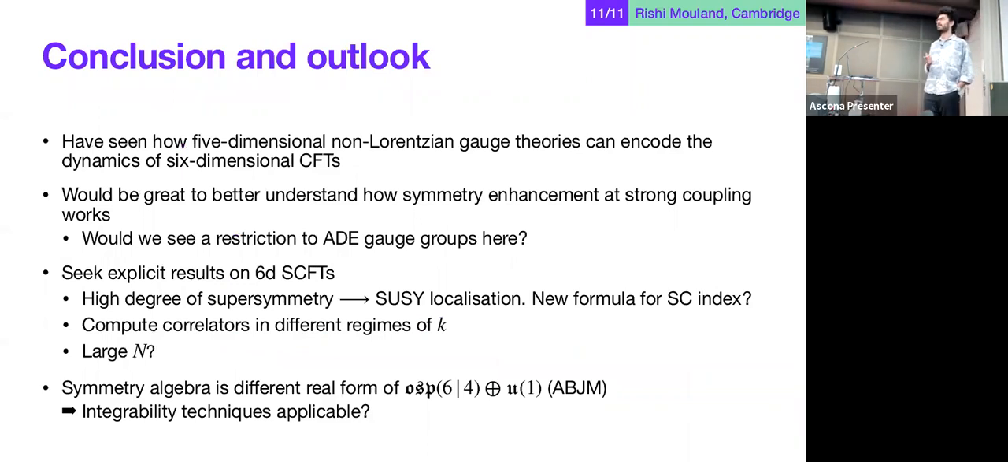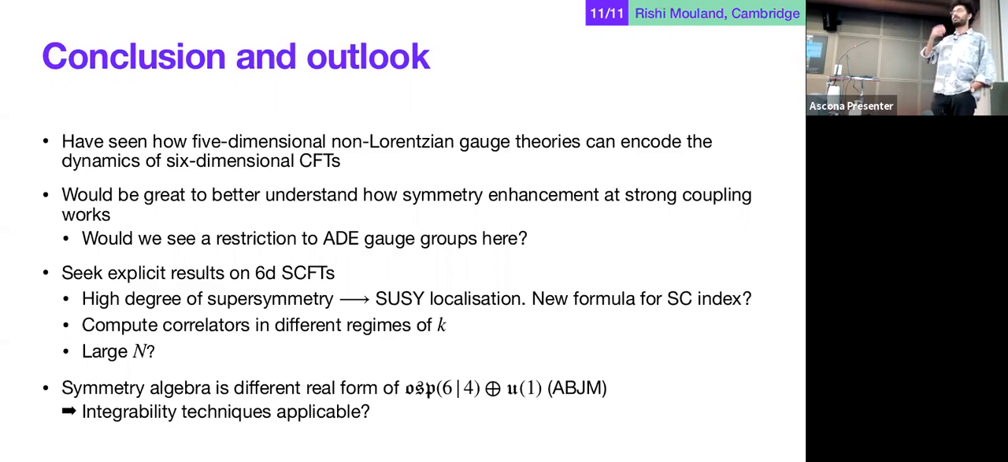Hopefully I've convinced you that these five-dimensional models may be helpful or useful in encoding six-dimensional CFT dynamics. The kind of zeroth order next step is to really understand how this symmetry enhancement at strong coupling works. In particular, like I said, at k equals 1, symmetry should be enhanced. What I'm interested to see at this point, and what I'm kind of expecting to see, is a restriction to ADE gauge group at this point. We know that the (2,0) theory should really only be around for ADE gauge group. And so I'm expecting there to be some obstruction for non-simply laced groups here.